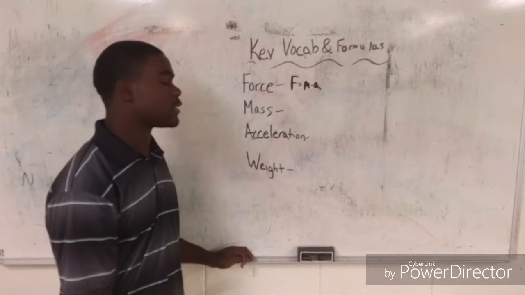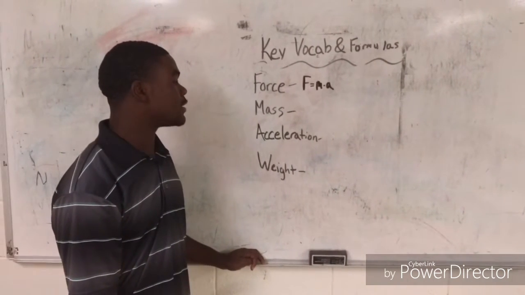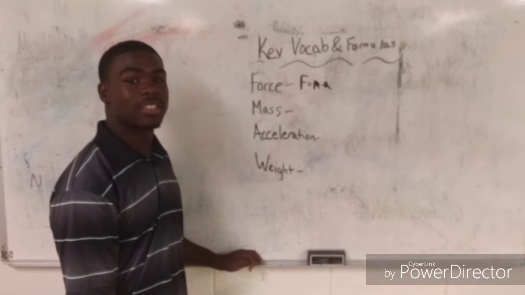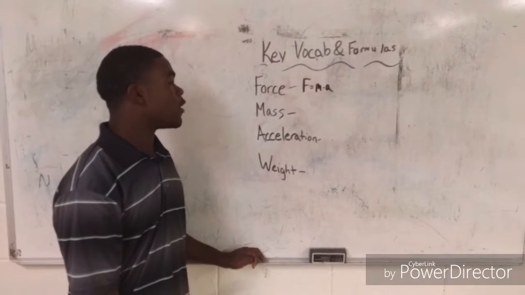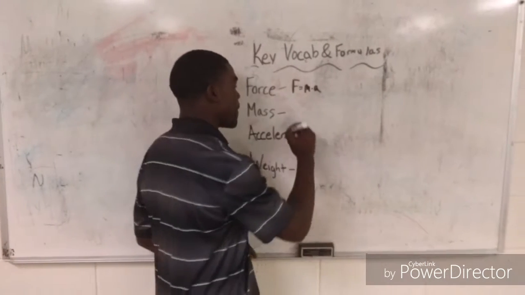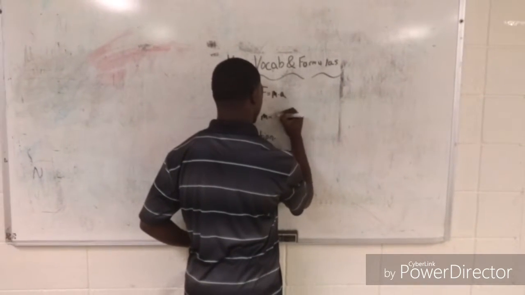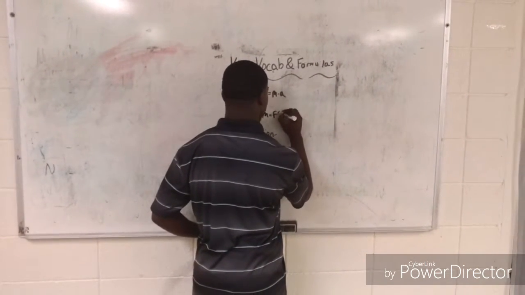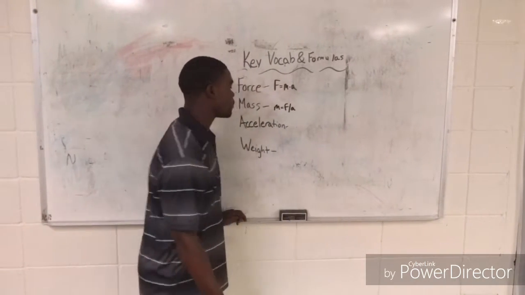Next, mass. The definition of mass is the amount of substance in an object. The formula for mass will be mass is equal to force divided by acceleration.